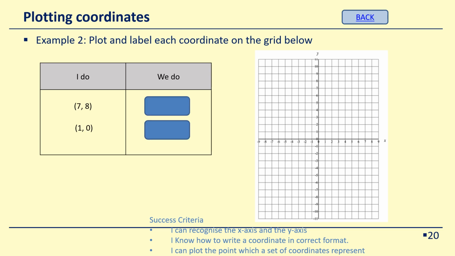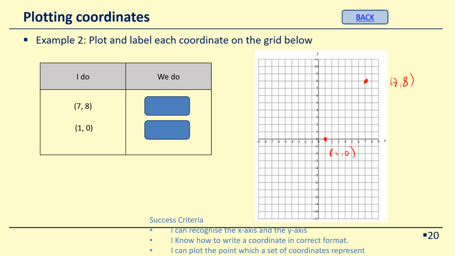Right, next (7, 8). So I'm going to go across 7 and up 8. Just make sure I'm on the line. And then (1, 0): 1 across and none up or down. So that's (7, 8) and that's (1, 0).